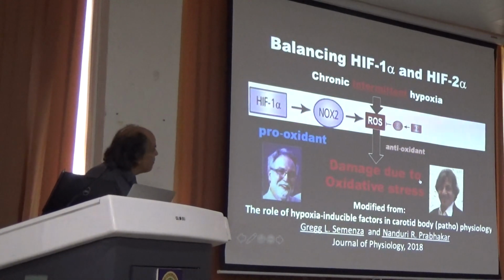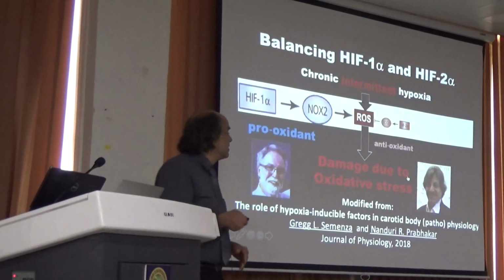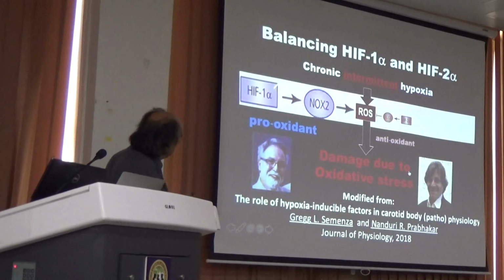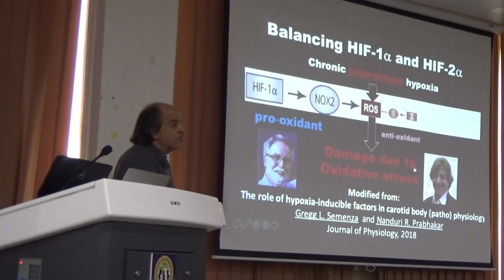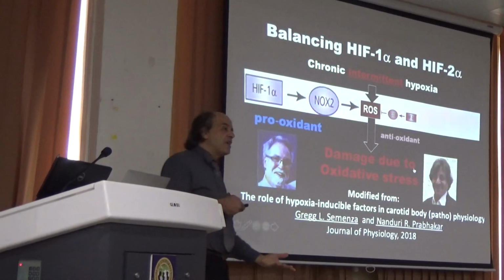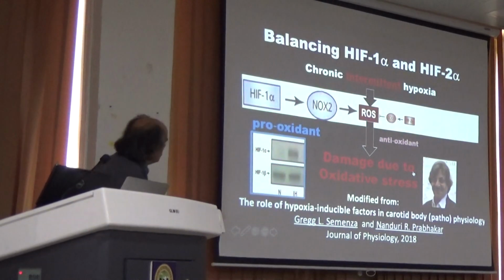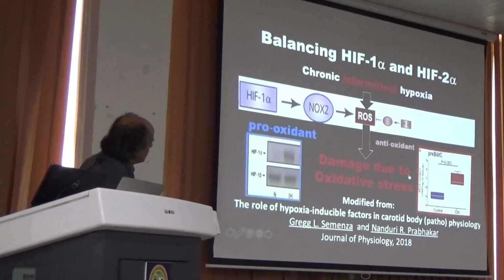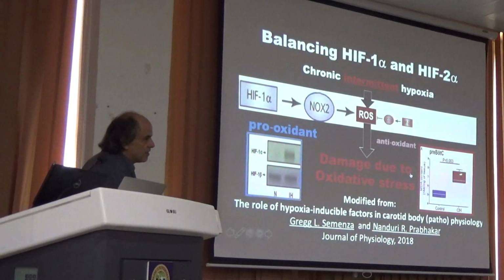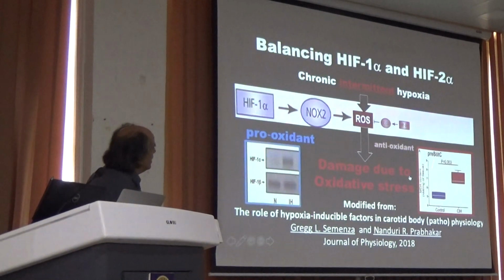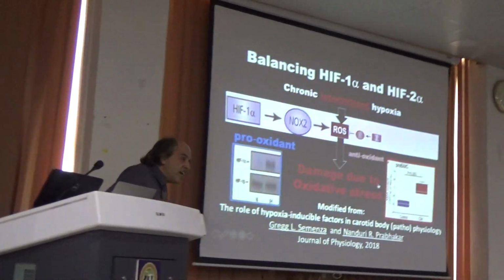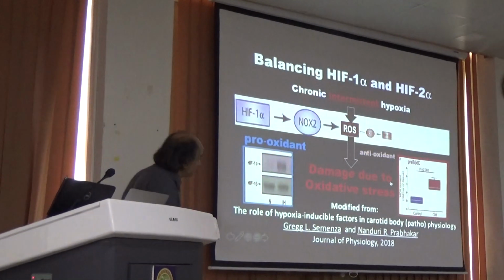Now when you go into intermittent hypoxia, you also activate your HIF-1 alpha system, but you don't activate your antioxidant system. You don't have the time to build this up. And so you look at this network, you see you have a pro-oxidant state, and you have an oxidative state. So that's the major difference. You create an imbalance between HIF-1 alpha and HIF-2 alpha, which then is causing all the problems.